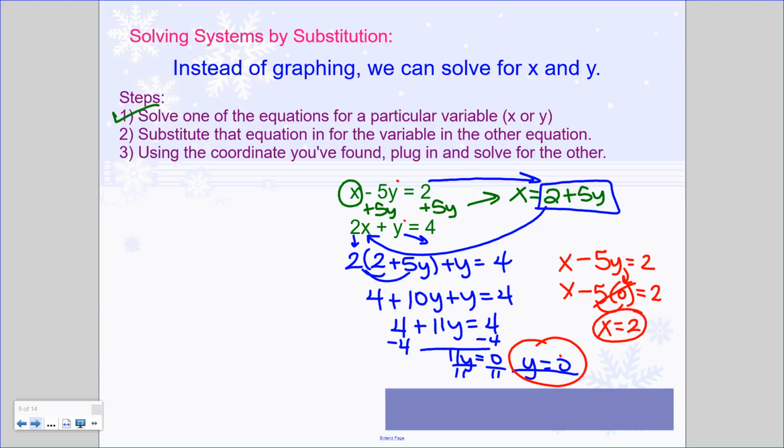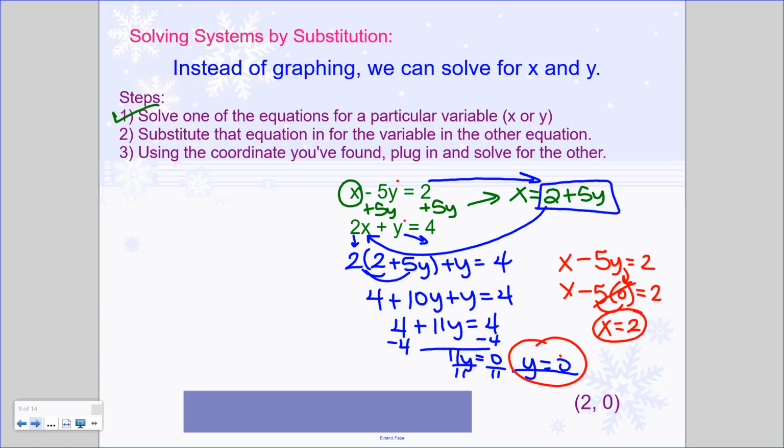Finally, x is 2, y is 0, so your point should be written as (2, 0). And that's your solution. Remember that to check the solution, you can put 2 in for x in both equations and 0 in for y in both equations. And if you get true statements, then you know that you've done it correctly.